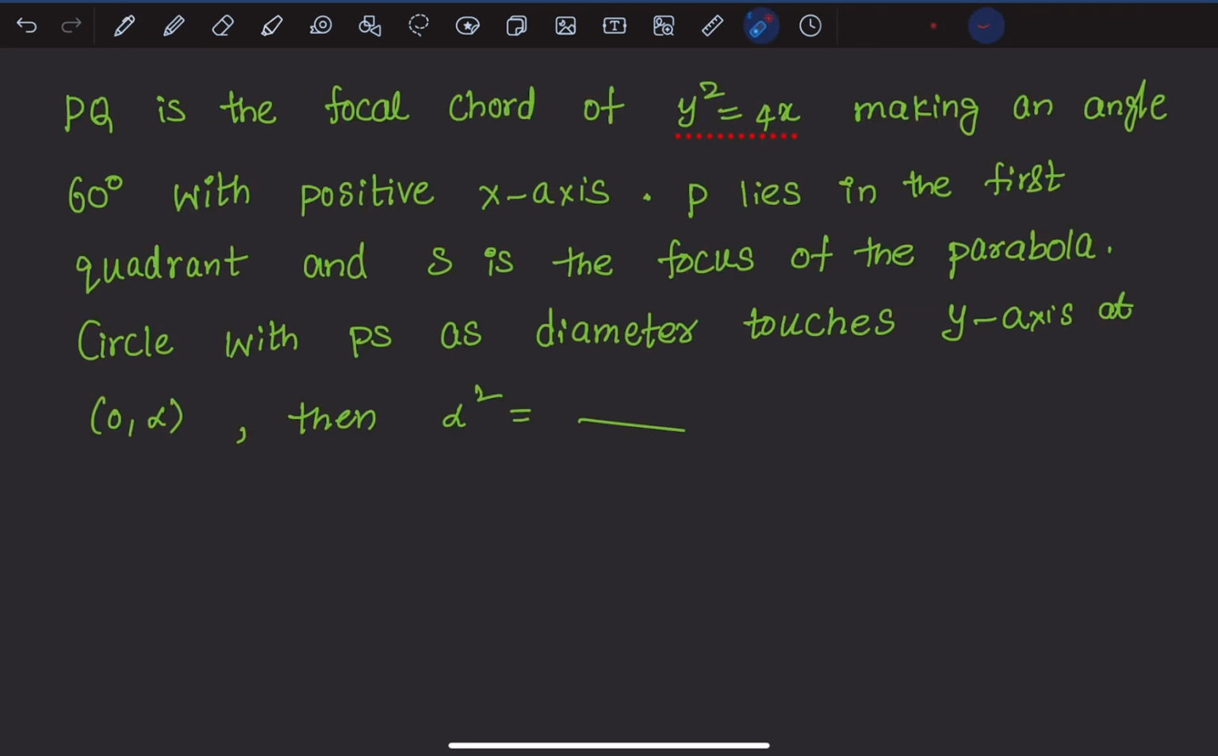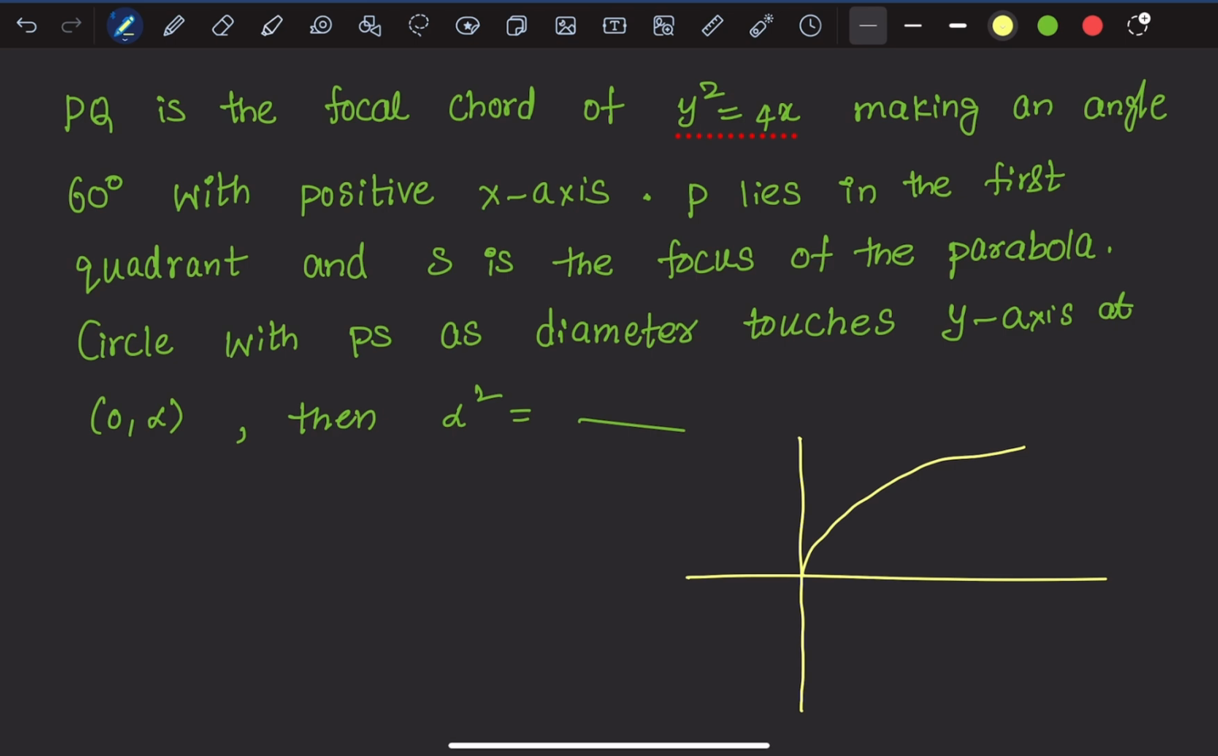So let us go to the next question, and this question is from conic sections, especially parabola. PQ is the focal chord of the parabola y square is equal to 4x, making an angle 60 degrees with the positive x-axis. Let us make the figure first. You have a parabola, y square is equal to 4x, something like this. PQ is the focal chord, it passes through the focus, and this particular angle is 60 degrees. P lies in the first quadrant and S is the focus of the parabola. So P lies here and Q is here.